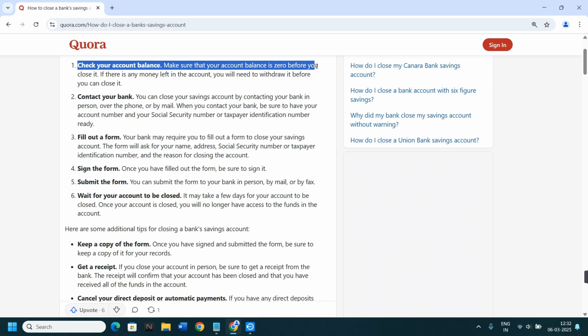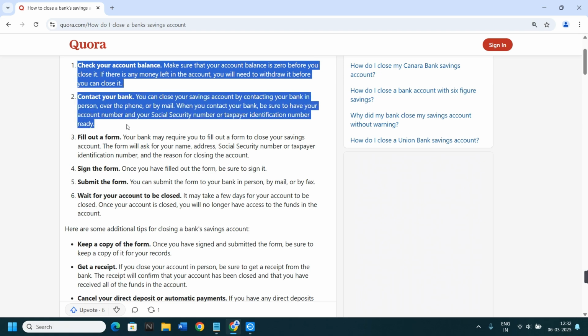First, check your account balance. Make sure that your account balance is zero before you close it. If there is any money left in the account, you will need to withdraw it before you can close it.